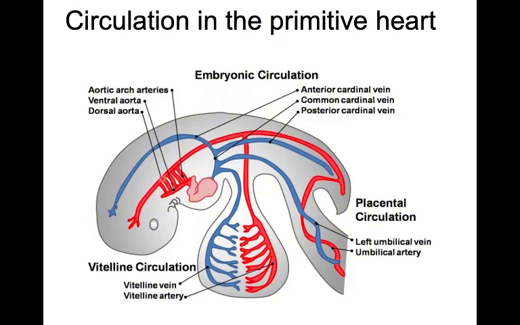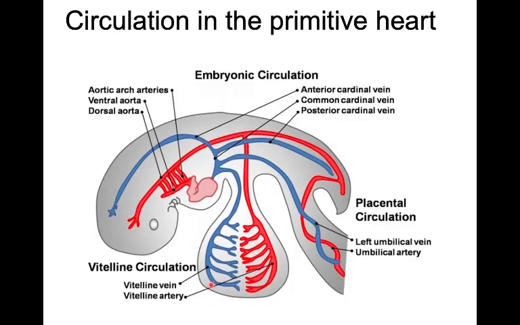Then this is the dorsal aorta, and then you have the anterior cardinal vein. Then obviously this will be the posterior cardinal vein. So the cardinal veins are two, posterior and anterior. Where the anterior and posterior meet, they will form a common cardinal vein. And here you have the vitelline circulation. So vitelline vein and vitelline artery, if you have heard of them, this is where they are located.